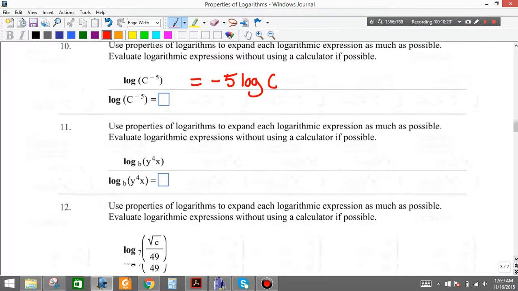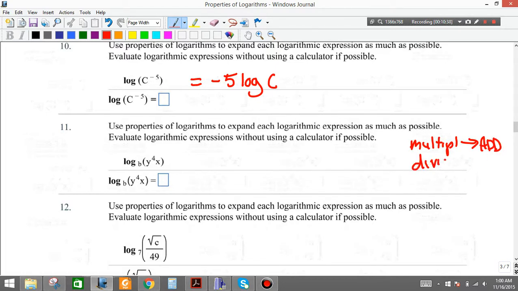Now we're going to use them together. And so here is going to get some shorthand together. Again, multiplication turns into addition. Division, you need a subtraction sign. All powers go to the front.